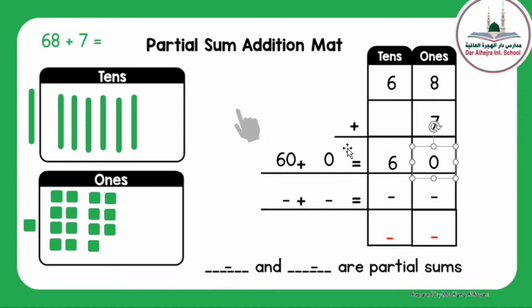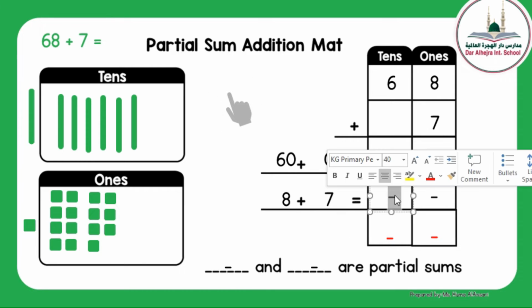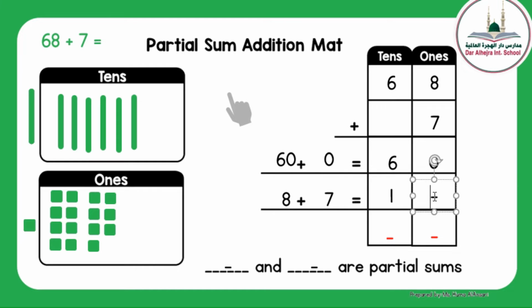Now in the next step I'll be adding the ones, so I'll write here 8 and 7, and when I add them together I know that it's a near double, so 7 plus 7 is 14, so 7 plus 8 will be 15. I'll be doing it like this.